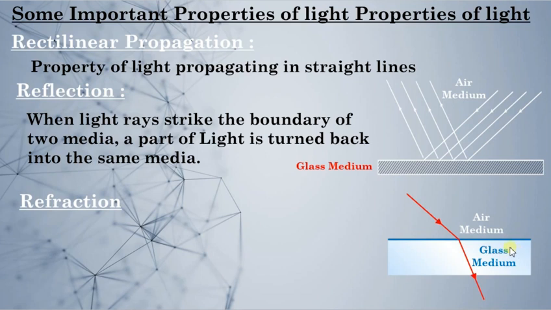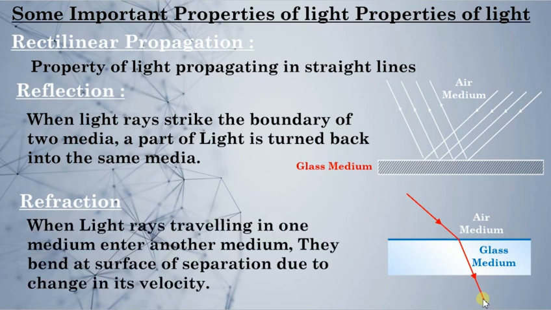Here you are able to see the incident ray, on reaching the interface of the two media, started bending while traveling in the glass medium. So when light rays traveling in one medium enter another medium, they bend at the surface of separation due to a change in their velocity. The velocity of the light ray changes as there is a change in the medium. When moving in air it is very fast, but when it comes to the glass medium, the velocity decreases.